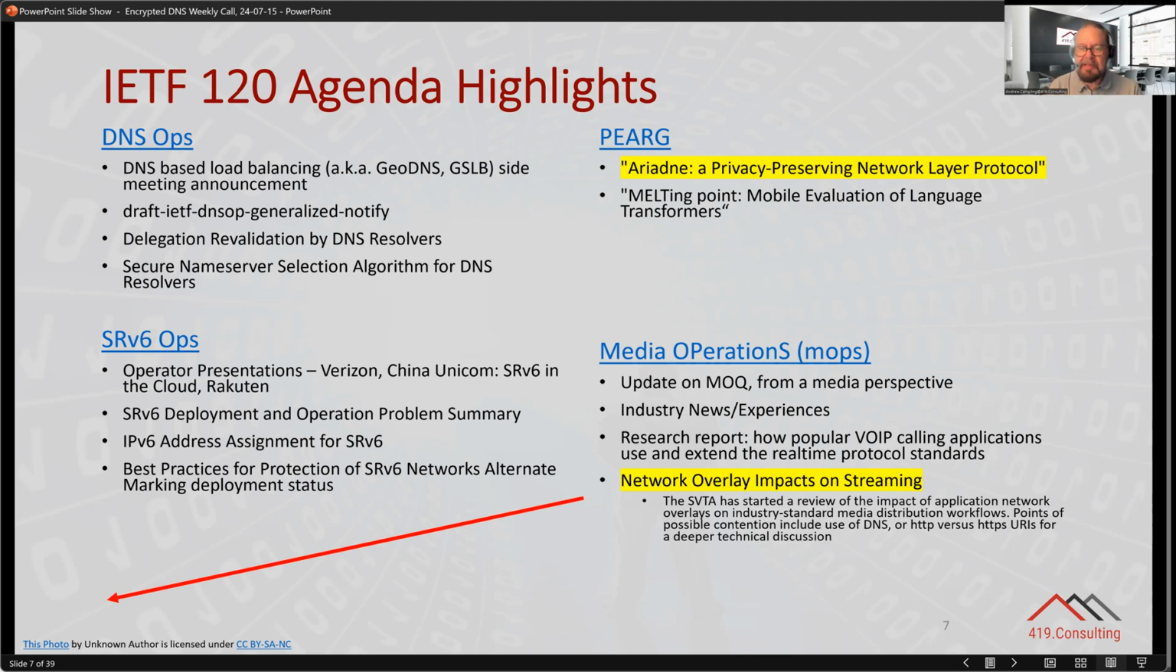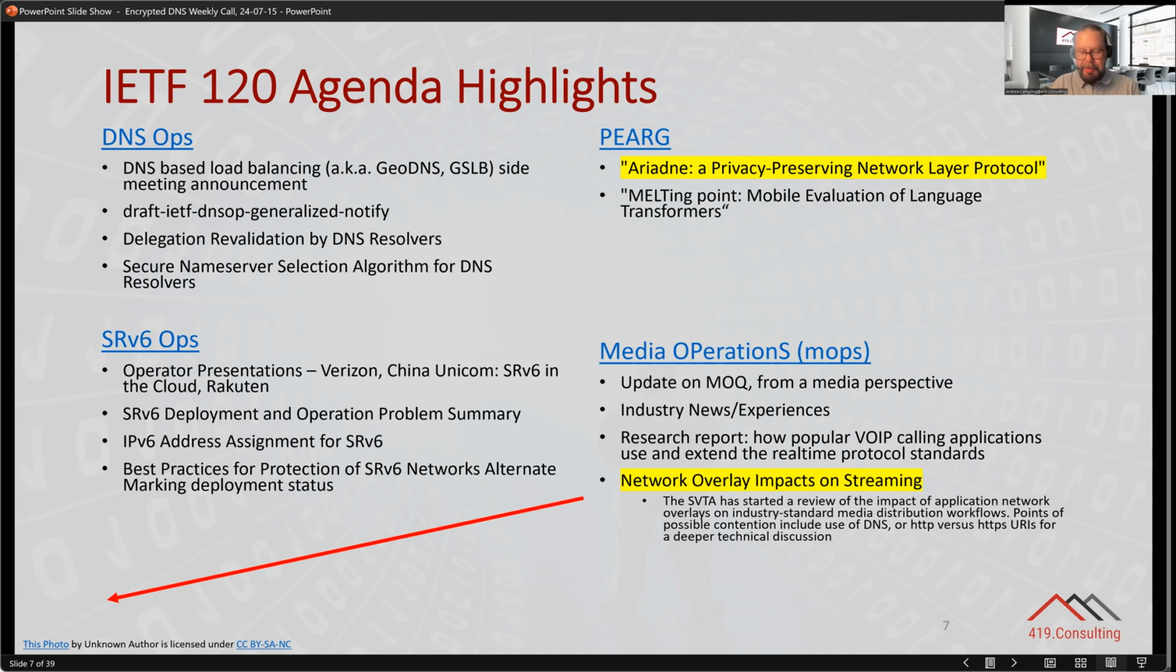And then MOPS, there wasn't enough room to put in underneath SRv6 Ops, but again, you can see the agenda for that. The one that I've highlighted specifically, and this is one that Glenn talked about on the call last week, is network overlay impacts on streaming, which is starting to look at some of the challenges posed to streaming by different types of protocols. Glenn touched on that last week, so having looked at the agenda, I thought that was a valid one as well. So you've got, in my view, 3 interesting sessions to choose from in session 3 on Monday.